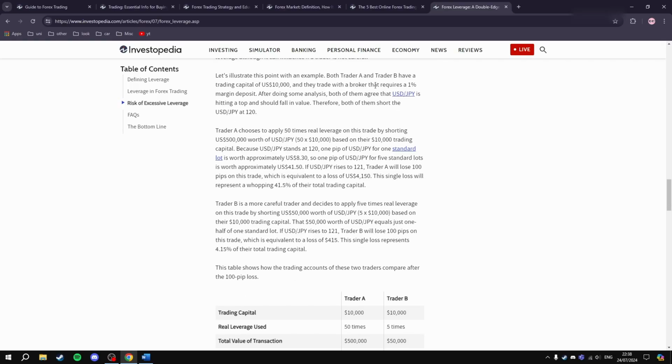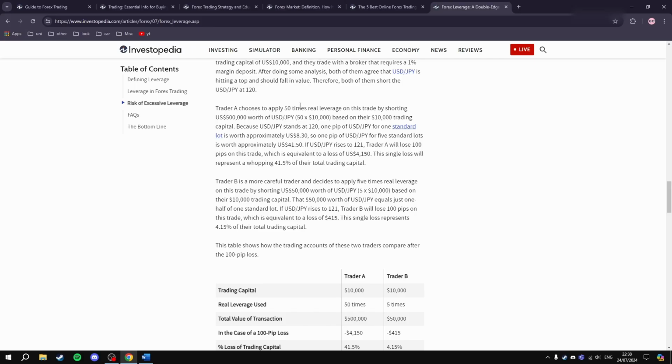Let's illustrate this point with an example. Both trader A and trader B have a trading capital of 10,000 USD, and they trade with a broker that requires a 1% margin deposit. After doing some analysis, both of them agree that USD/JPY is hitting a top and should fall in value. Therefore, both of them short the USD/JPY at 120.